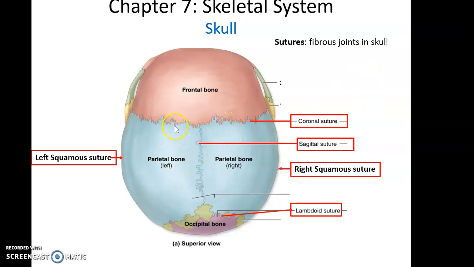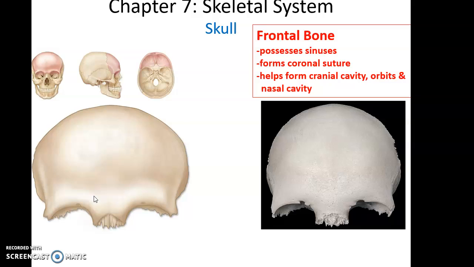There's the coronal suture, found between the frontal bone and the parietal bones, the sagittal suture at the top of the skull, found between the 2 parietal bones, the lambdoid suture between the parietal bones and the occipital bone, and then on the right side we have the right squamous suture between the parietal bone and temporal bone, and on the left side the left squamous suture between the parietal bone and the temporal bone.